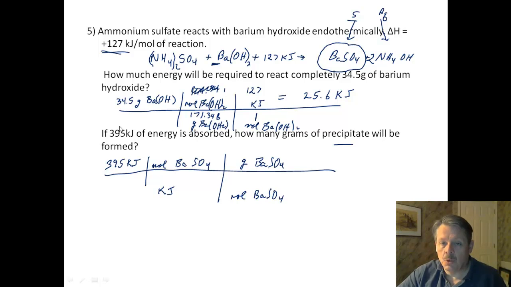Well, let's see. 1 mole of barium sulfate. Barium sulfate has a 1 implied in front of it. 1 mole of barium sulfate is how many kilojoules of energy? Well, it's 127 kilojoules of energy. But 1 mole of barium sulfate, how much does it weigh? Well, sulfate weighs 96. Barium, I've got to go out and look it up on the periodic table. That's 233.39 grams. If I do all the math here, I come out with 726 grams of barium sulfate. It's a lot of mass.